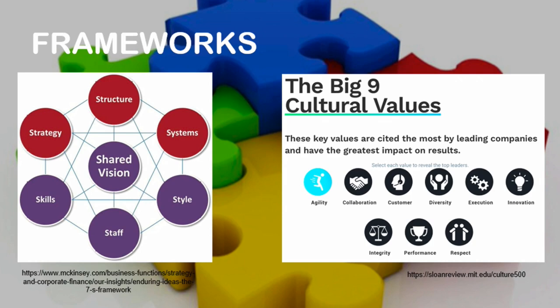The weakness of frameworks is that they can oversimplify and ignore the messiness and entanglement of complex systems. They can also limit our perspective by prematurely focusing us on just a few dimensions. Who's to say there are only 7 organizational effectiveness factors, or only 9 cultural values?